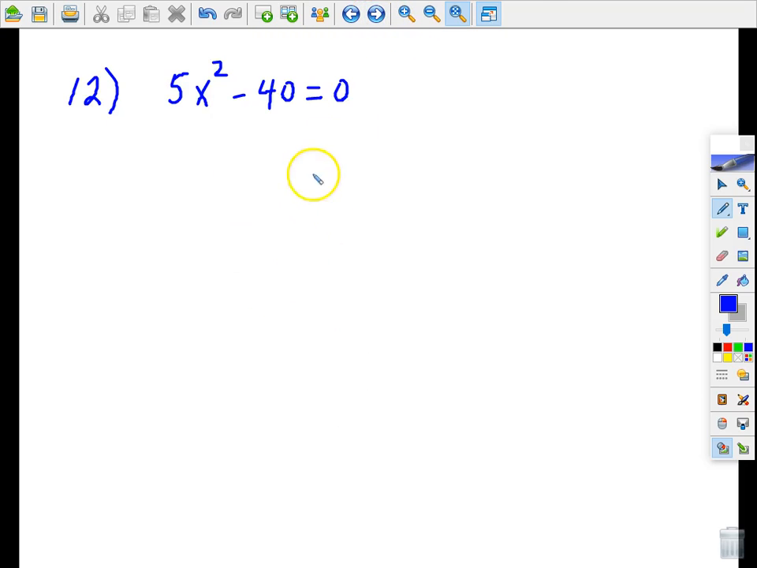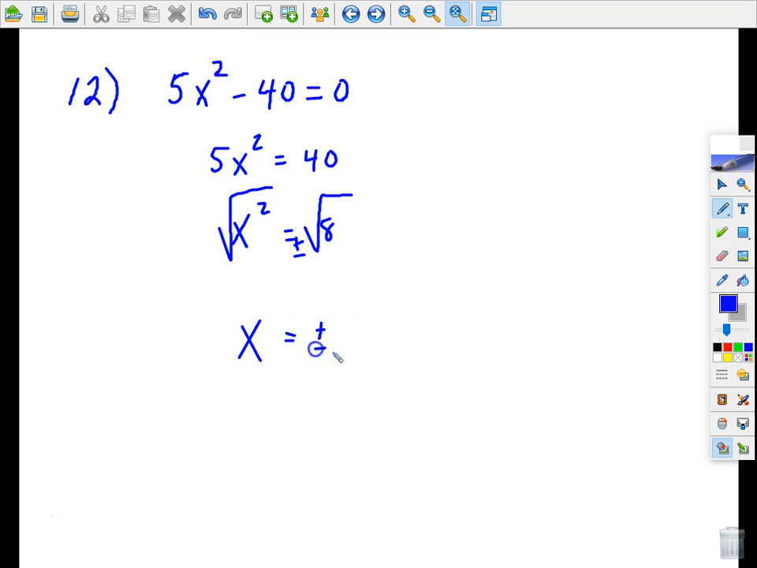Okay, let's try number 12. Same instructions. So we're trying to isolate x, so we're going to add 40 to both sides. We're going to divide by 5 on both sides, and then we're going to do the square root of both sides, plus minus. And I do want you to write your answers in simplified radical form. We have not talked this year about how to simplify radicals, but I know you probably were exposed to this in Algebra 1. So I'm going to say it's okay for tomorrow if you leave your answer as plus minus the square root of 8.